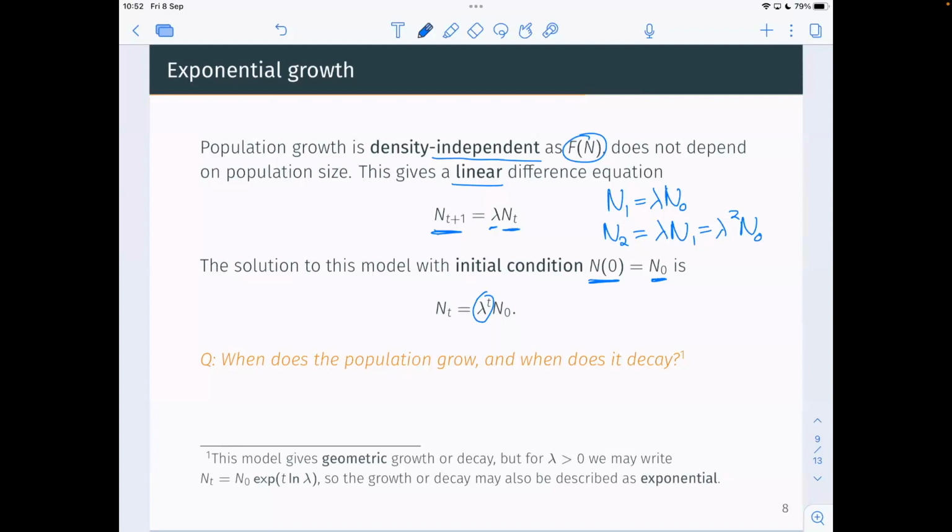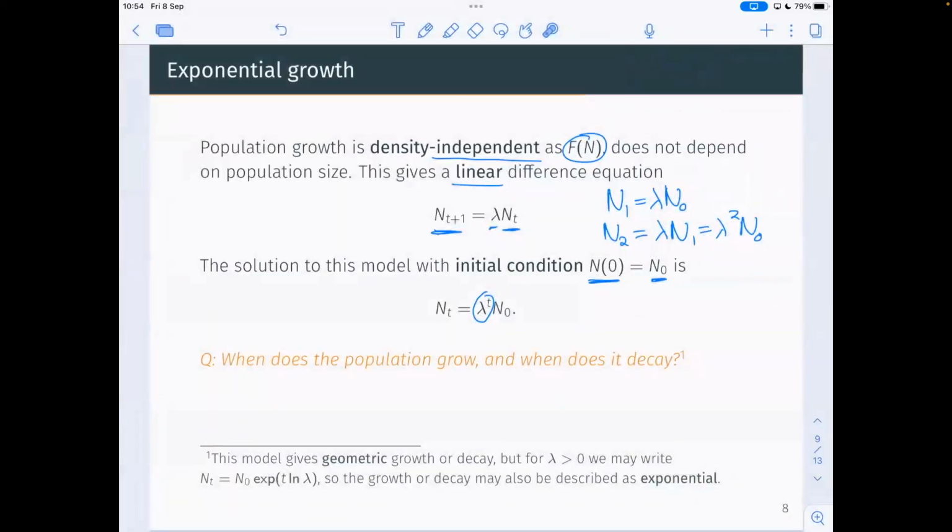Question for you: maybe chat to the person next to you or think to yourself for a minute. When does the population grow and when does it decay? Have a think about, based on this equation, the values of lambda. When is this going to grow and when is it going to decay? Have a chat for a minute.